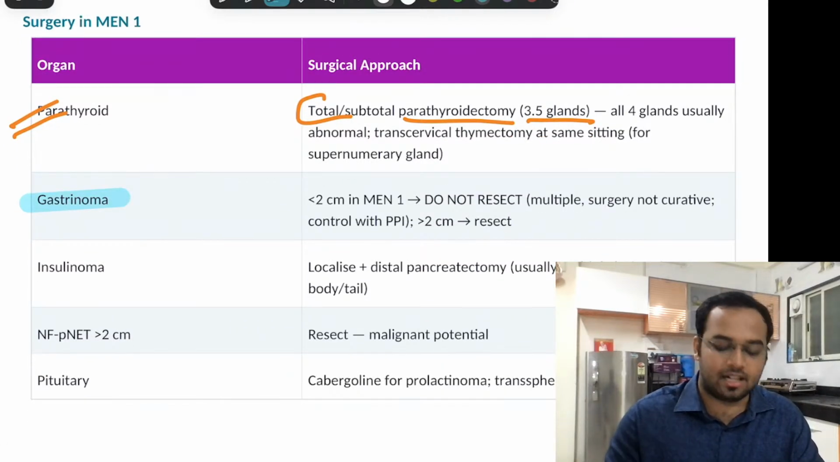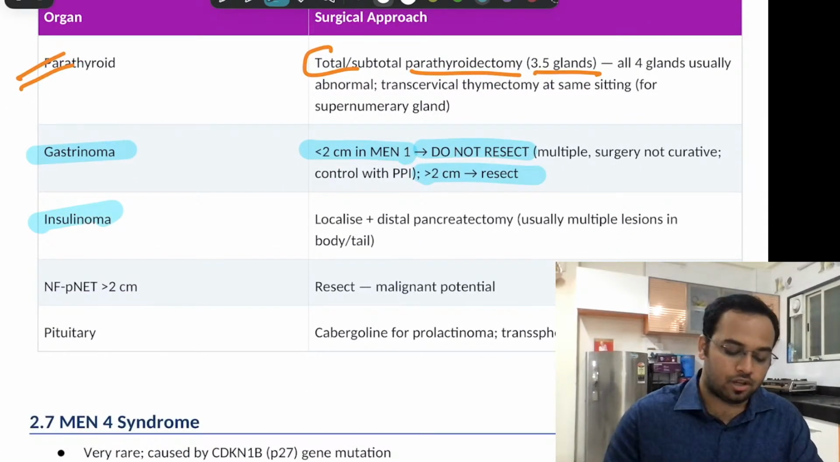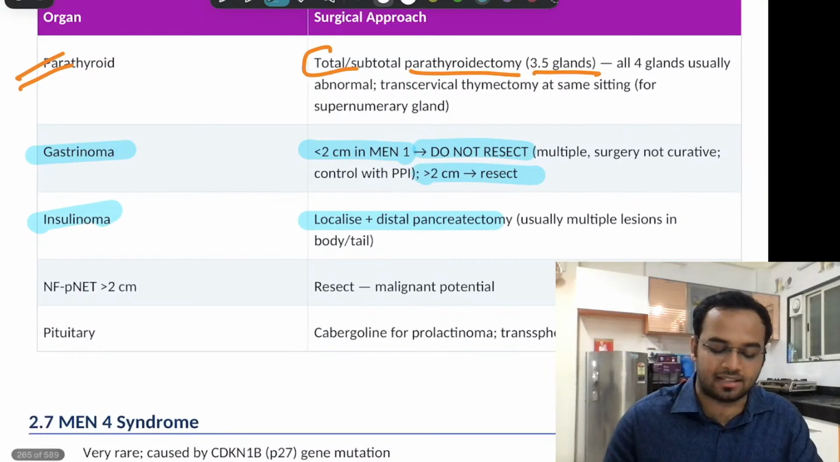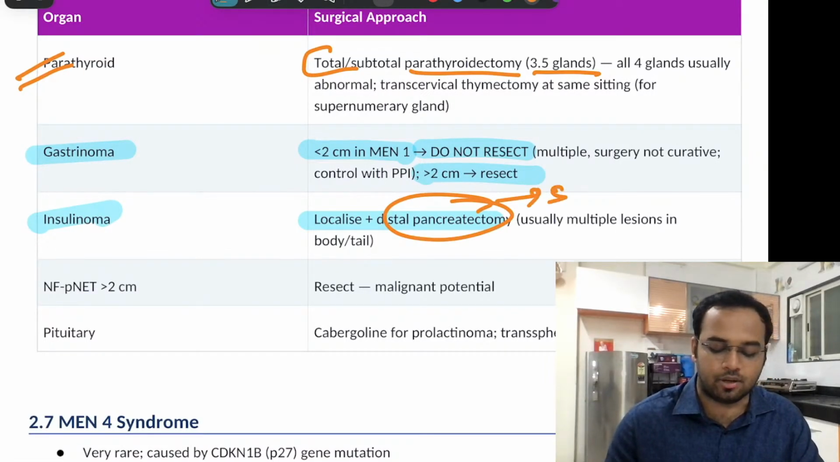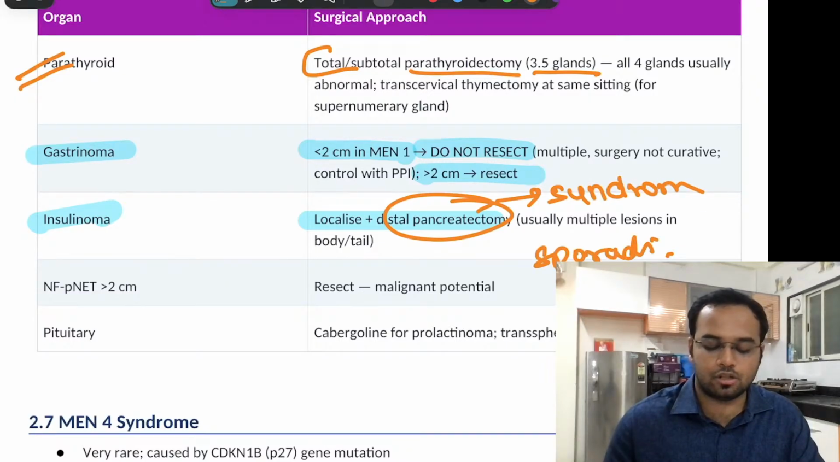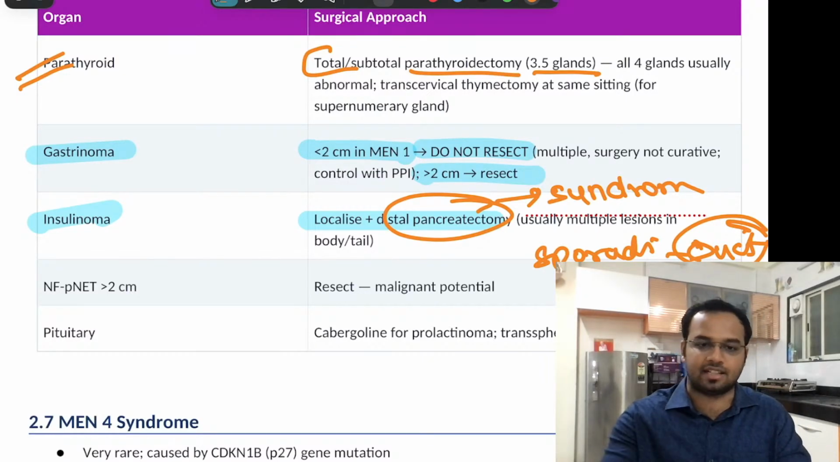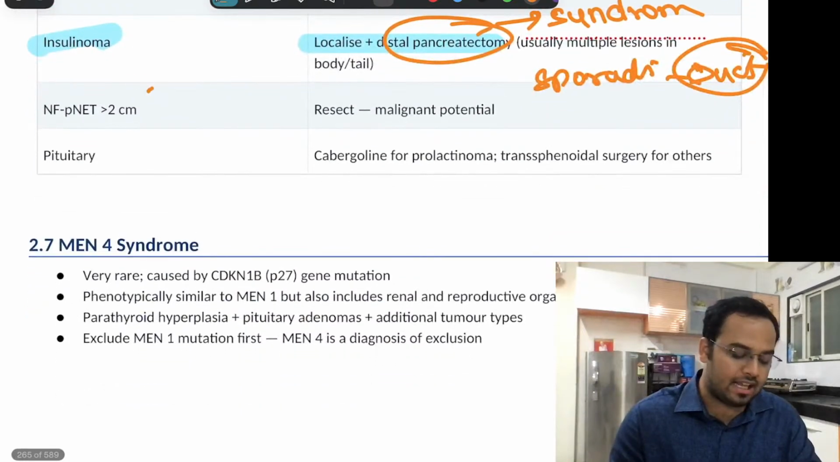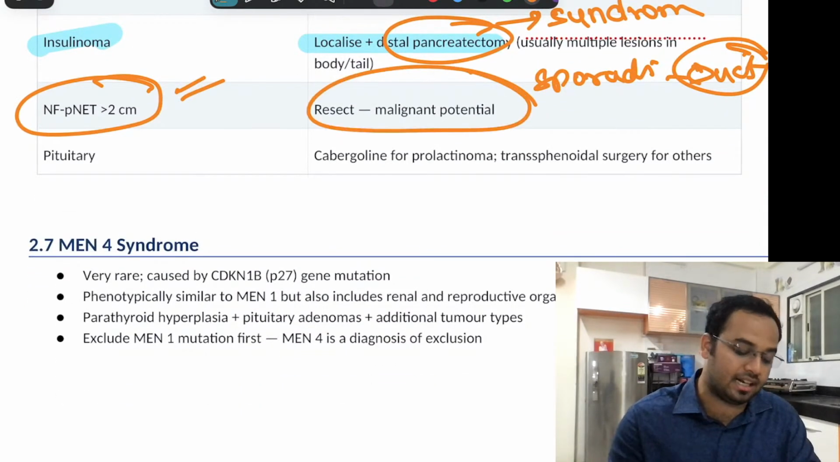Gastrinoma में क्या करना है? मैंने already बोला कि less than 2 cm है तो don't do anything, do not resect. If it is more than 2 cm you are going to go for resection. Insulinoma में क्या है? First you are going to localize, and if it is a syndromic association you are going to go for a distal pancreatectomy. So distal pancreatectomy is only when there is a syndromic association. If it is sporadic, you are going to check the duct. हमने पहले ही देखा है. If the duct distance is less than 3 mm, go for pancreatectomy. If more than 3 mm, you can go for enucleation. And any non-functioning pNET more than 2 centimeters, resect because it has malignant potential. We have already seen all these chapters.